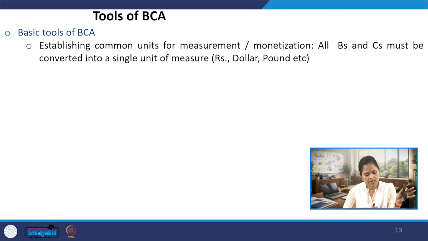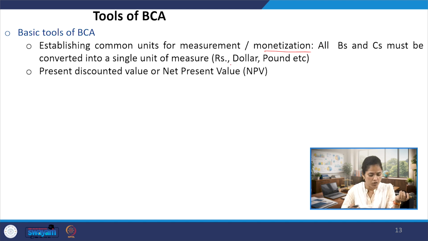So in order to understand this, I'll be very quickly briefing about the basic tools that we are using for BCA, right? The first requirement for benefit cost analysis is to have common units of measurement. That means monetization is a must, right? So every benefit and every cost that accrues from a particular policy or project must be measured in common units, like monetary units. Okay, so maybe in terms of rupee or dollar.